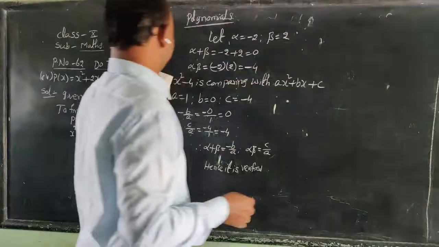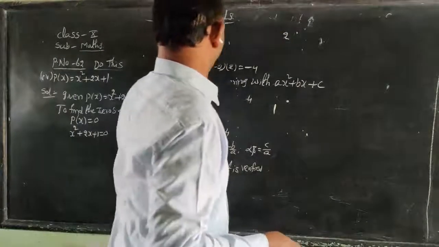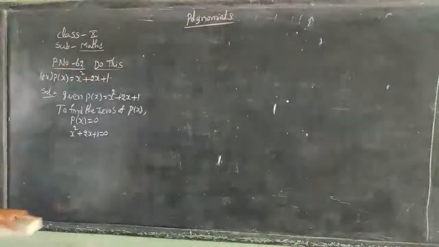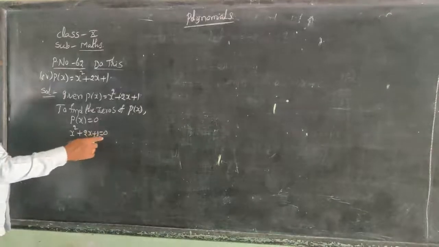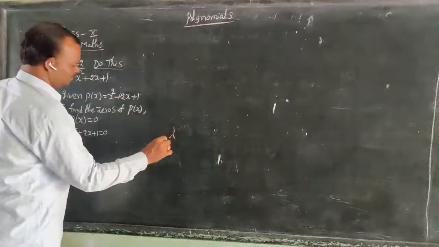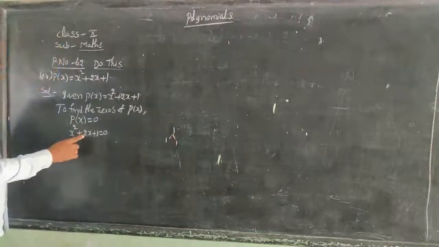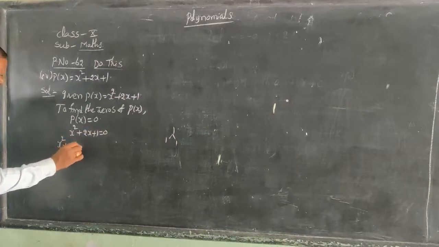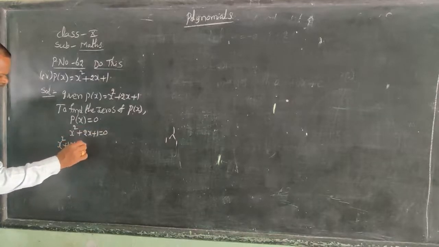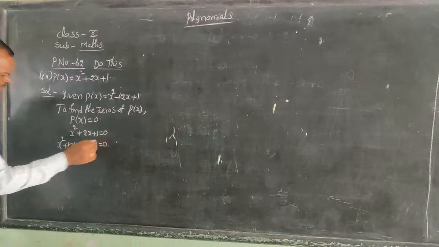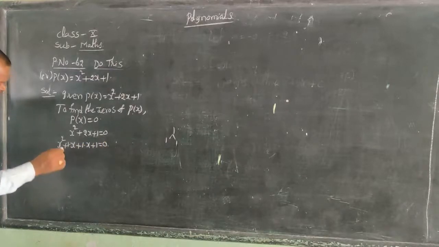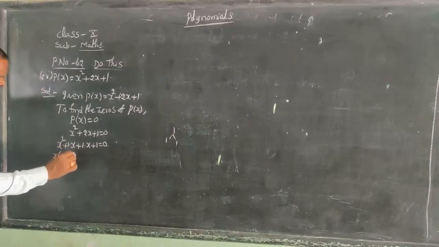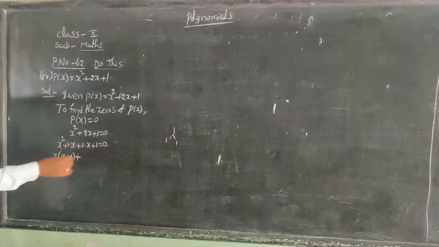Here write the factors. Here the multiplying value is 1 and the adding value is 2. That means 1 into 1. The factors are 1 plus 1 is 2. So the factors are 1 and 1. x square plus 1 into x plus 1 into x plus 1 is equal to 0. Here x is common in the first two terms. The remaining value is x plus 1, and in the next two terms, 1 is common.